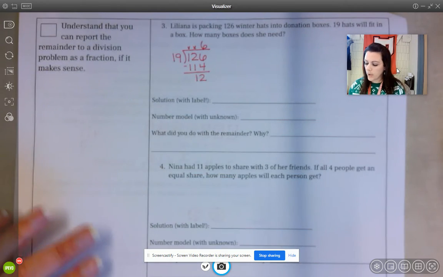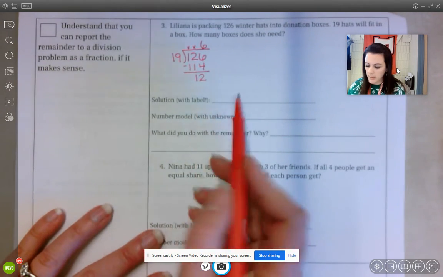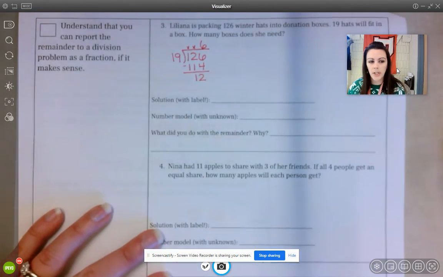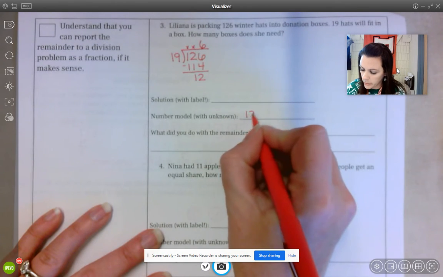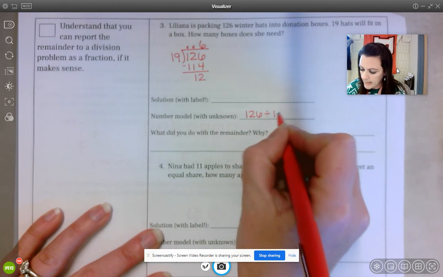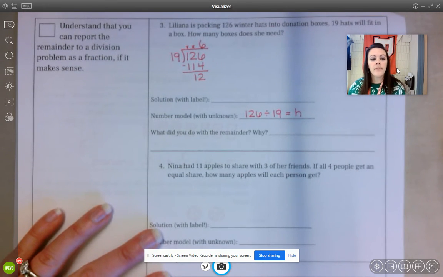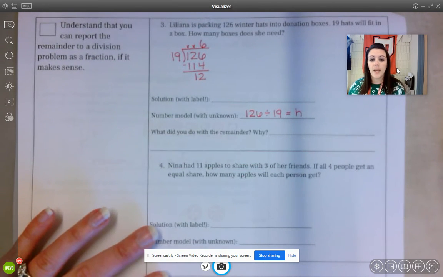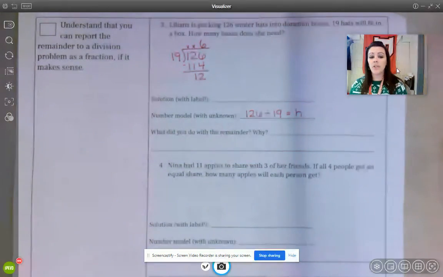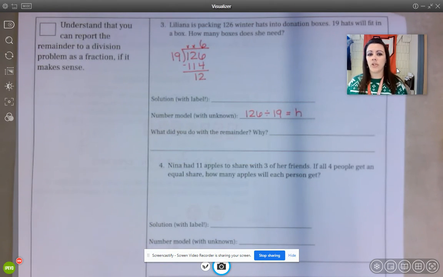So let's see if we can work through some of these answers. I'm actually going to start with my number model because I already know what it was. I did 126 divided by 19 equals H for hats. That leftover is hats. I'm trying to make a donation. So I have options with this remainder. I can just ignore it and get rid of the hats, which sounds awkward because I'm supposed to be making a donation, which is a nice thing, and I wouldn't want to be wasteful.